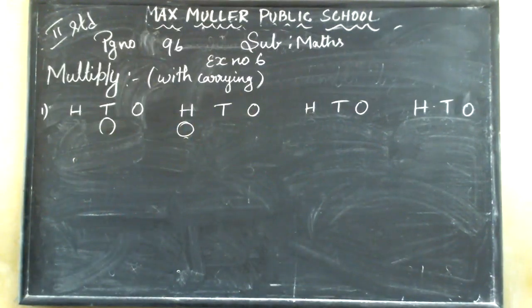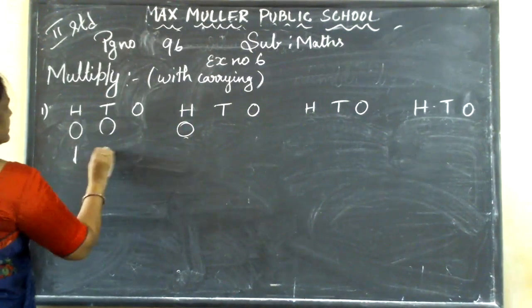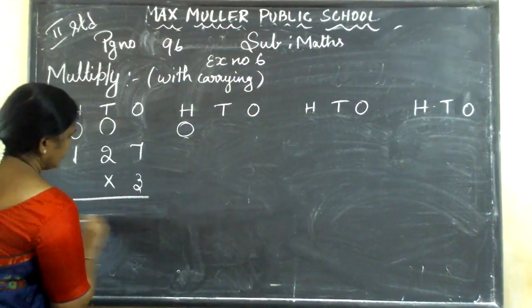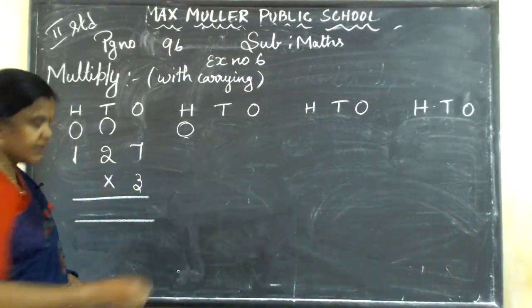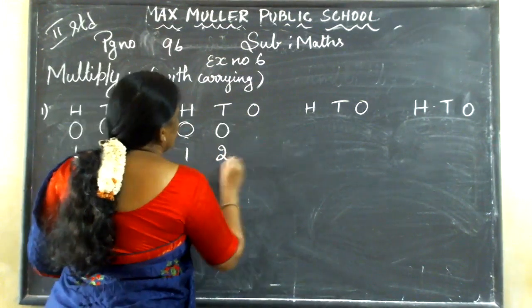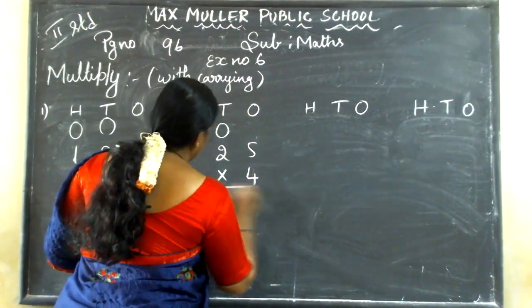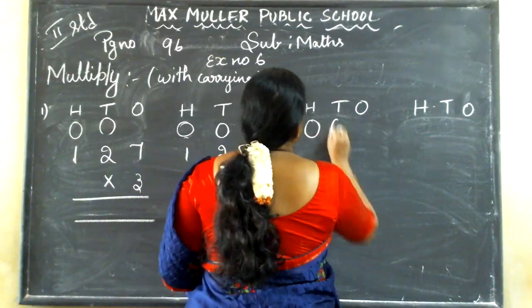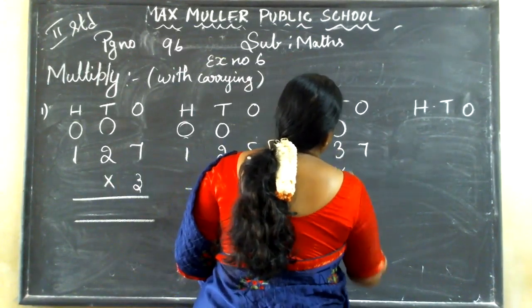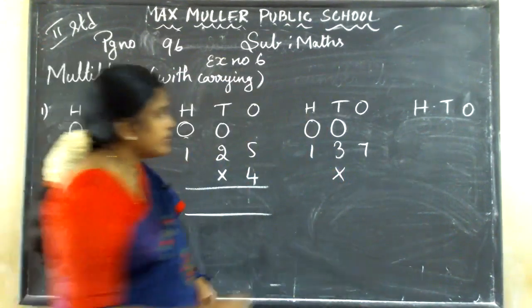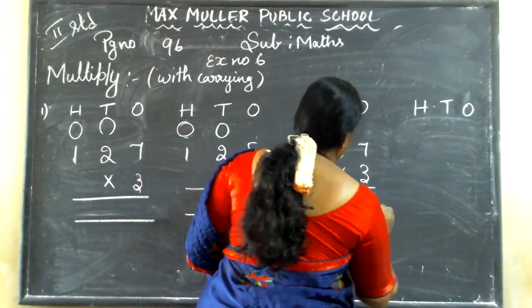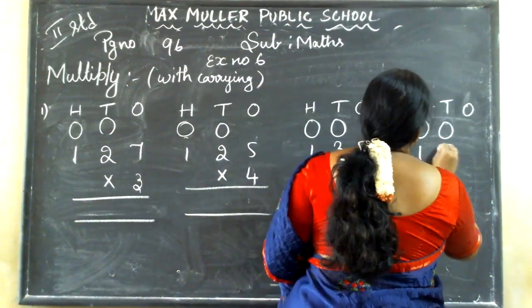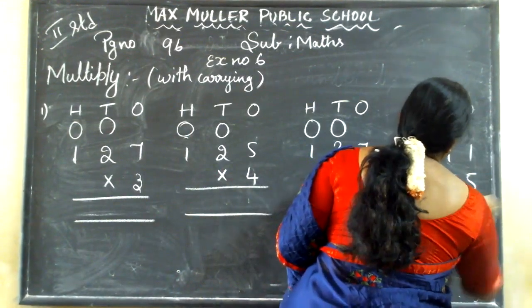Now fourth line: 127 multiplied by 3. 125 multiplied by 4. 137 multiplied by 5. 171 multiplied by 5.